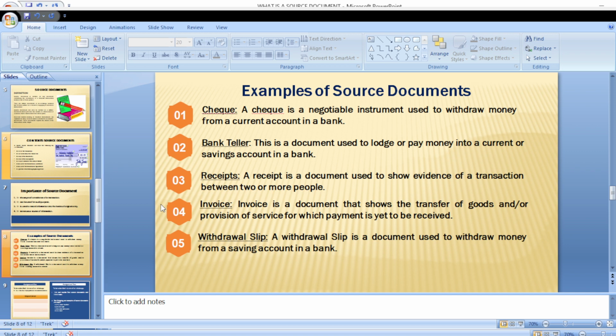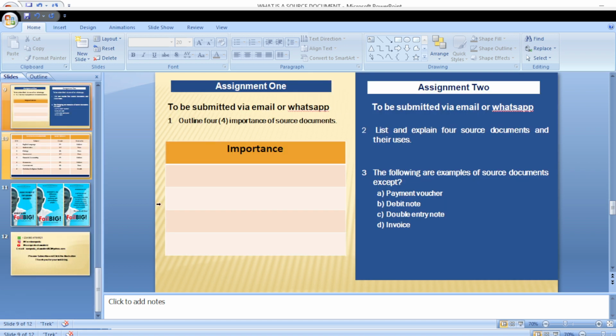Now don't forget, there's a difference between the check and the withdrawal slip. The check can be used to withdraw money from a current account, but the withdrawal slip is strictly to withdraw money from a savings account. That's the difference between a check and a withdrawal slip. With the check, it is used to withdraw money from a current account, but the withdrawal slip is used to withdraw money from the savings account.